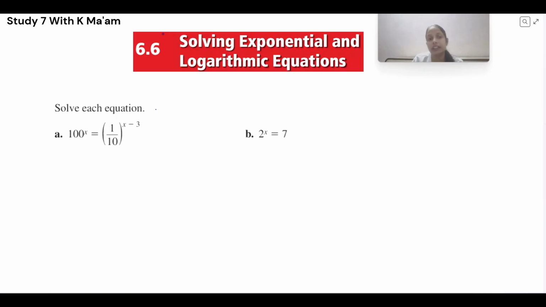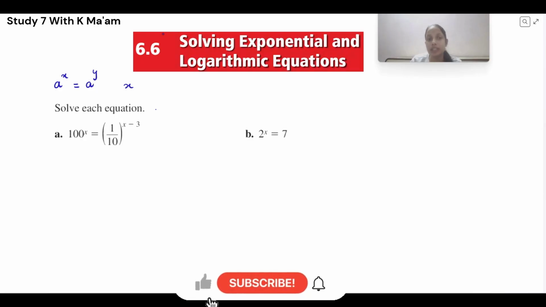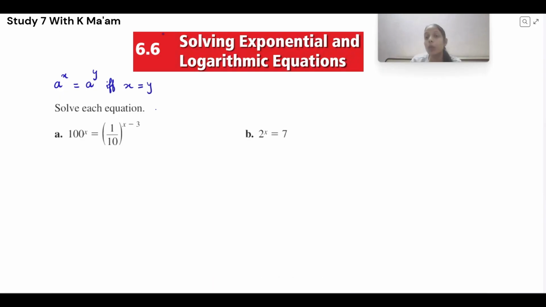So the first thing is, if you have exponential in both sides, a power x and a power y, you can compare exponential only if the bases are same. If these a values are same, then you can compare the powers. a power x equals a power y if and only if x is equals to y. So this is an if and only if condition.